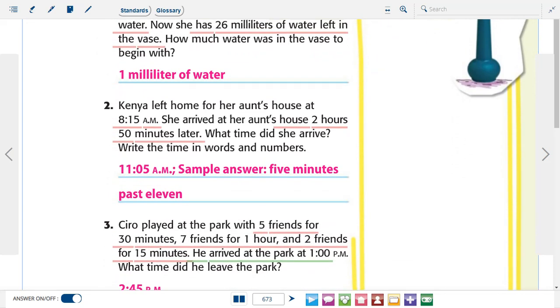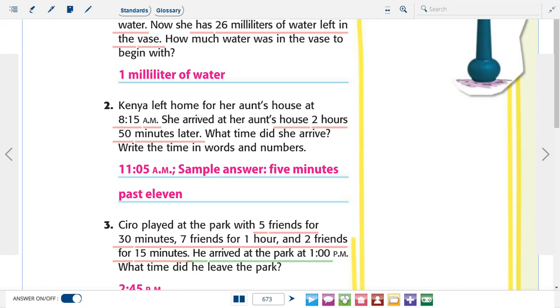Question 2. Kenya left home for her aunt's house at 8:15 a.m. She arrived at her aunt's house 2 hours 50 minutes later. What time did she arrive? First, we know that the start time or the leaving time was 8:15 a.m. She needed 2 hours 50 minutes. Let's add 2 hours first. 8 plus 2 is 10. So now 10:15. Add 50 minutes to 15 minutes. 65. We know that 60 is 1 hour. So add this 1 hour to 10. The time will be 11:05.